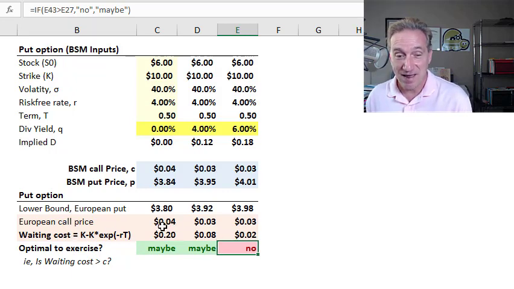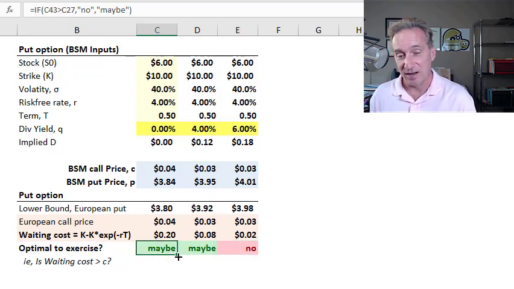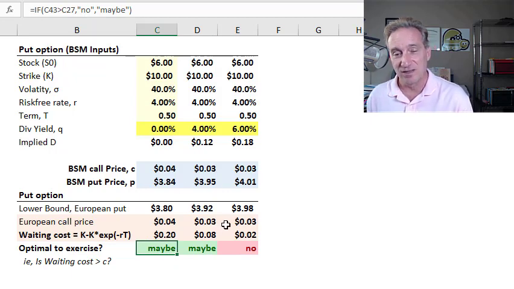And because of the math, we would compare that to the call price. And so the optimal to exercise can actually be reduced to, is the waiting cost greater than the value of a European call? And you'll get the same outcome as I got in this other sheet, but I won't go into the details of that because it actually requires the algebra to get to the derivation.